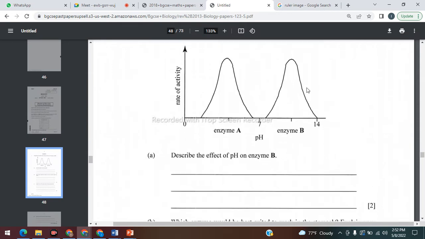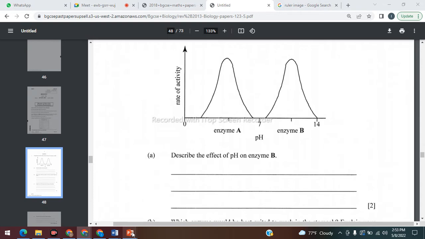Now, me and Mr. Bethel were trying to figure out what exactly is this point where we would say we have optimum pH, or we would say, yeah, that's the optimum pH of the enzyme. And so we're trying to figure out what is that point. And so it's between 7 and 14. And so we're trying to figure out exactly which number it is.